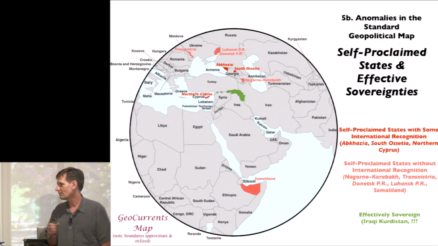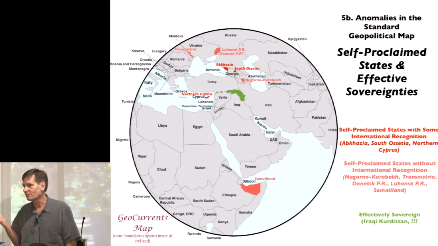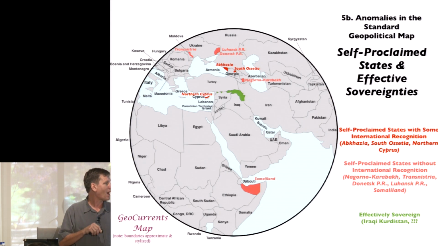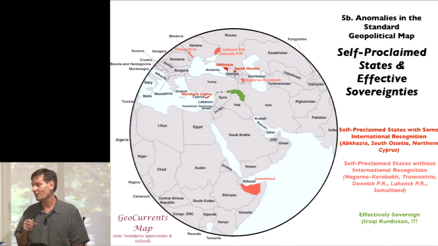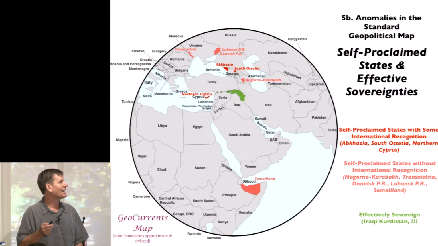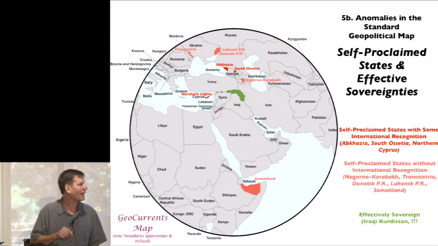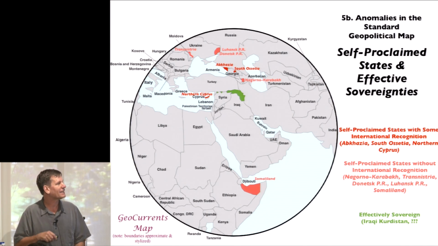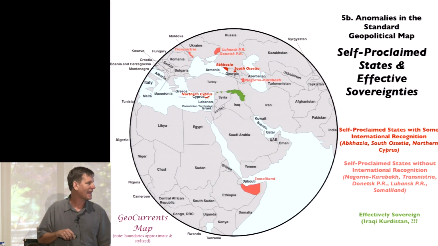Northern Cyprus, recognized as a country by one other country, Turkey. We have Somaliland, not to be confused with Somalia. I'll show you a map of Somaliland later on. We have the Kurds in northern Iraq and northern Syria. So as I say, some of these have limited international recognition, some don't have any.